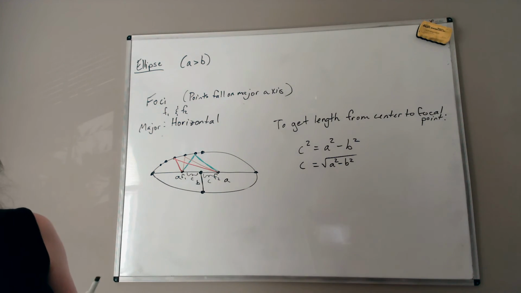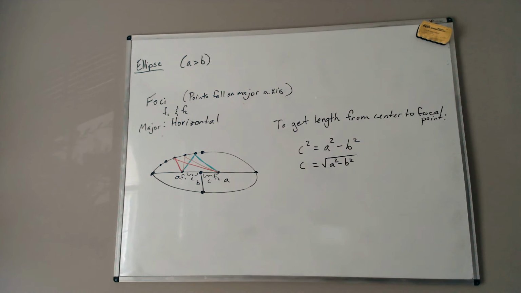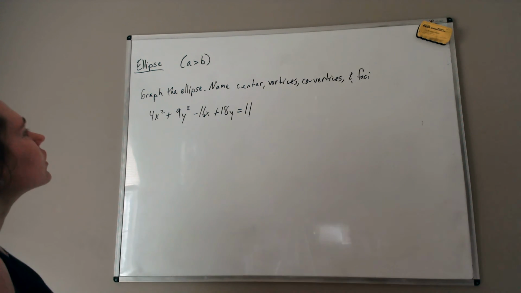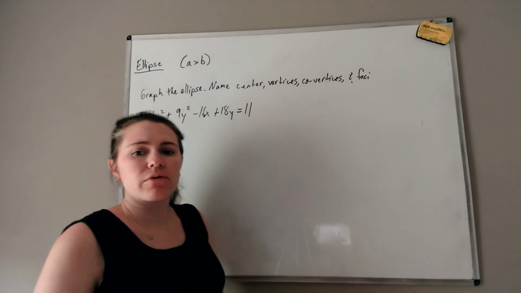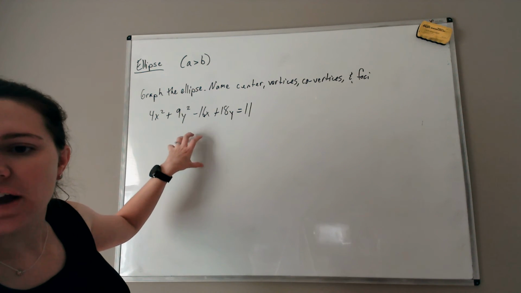So we're going to do one problem now where we tie everything in about an ellipse. We're going to graph the ellipse. We're going to name its center. We're going to get the coordinates of the vertices, the co-vertices, and the foci. So if you look, we have to graph this thing. However, it's not in standard form.